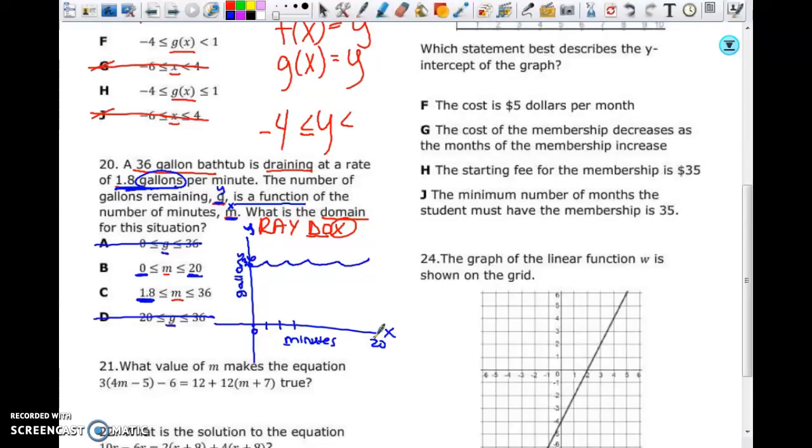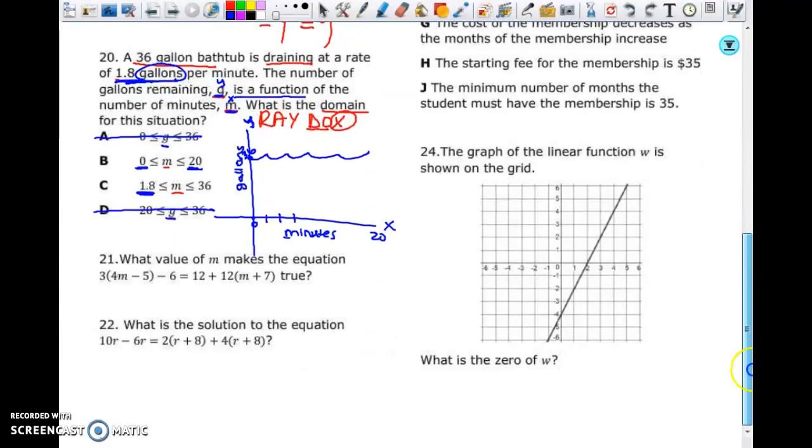So, I know that one's kind of confusing, but guys, if you can just make sure to know which one is which, that gallons would be your y-axis, minutes would be your x, and just use elimination, right? We know that we don't start at 1.8 minutes. We're starting at 0 when the bathtub is full. So just remember that, okay? So go ahead and circle the right answer. Make sure you were listening to what I had to say.